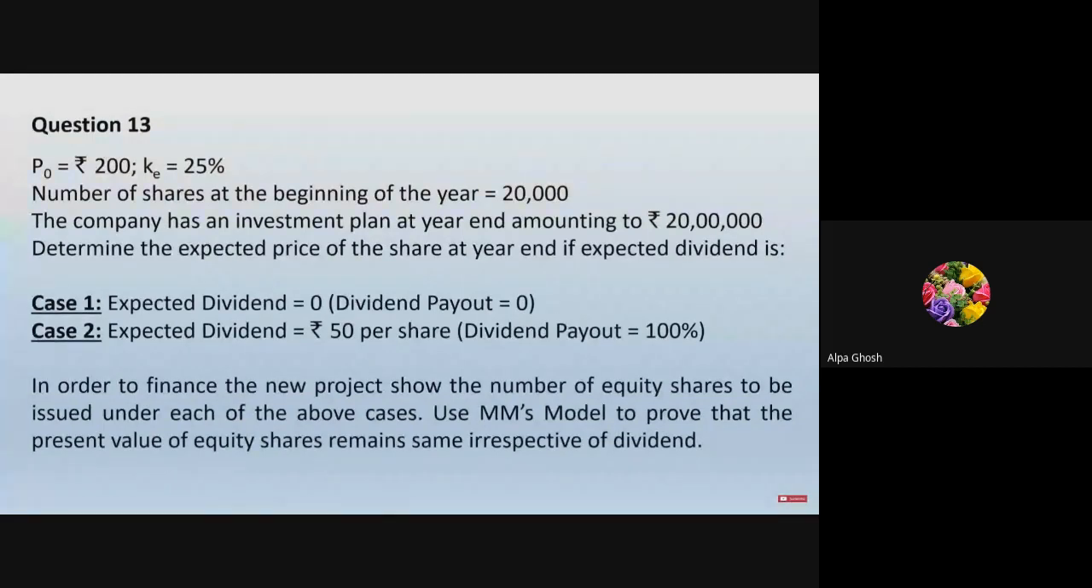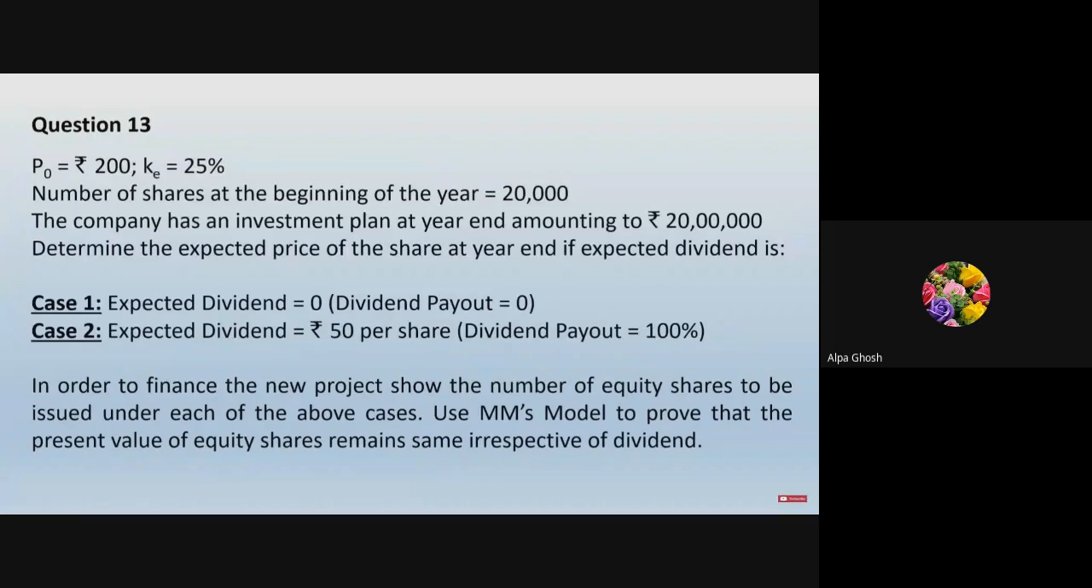So let us read question number 13. P0 is given as rupees 200, KE is given as 25%, number of shares at the beginning of the year is 20,000. The company has an investment plan at year end amounting to 20 lakhs. Determine the expected price of the share at year end. If the expected dividend is, they have given case 1 and case 2, and case 1 says dividend payout is 0 and case 2 says dividend payout is 100% and rupees 50 is the expected dividend in second case.